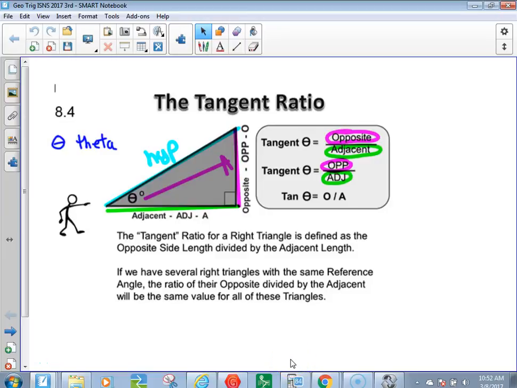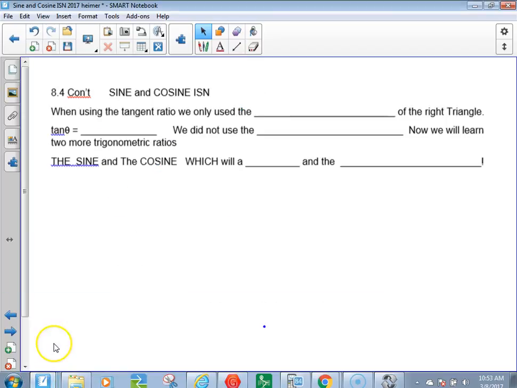Okay, you have your ISN out. We've already done the tangent ratio, so that was your first page. We're going to the page that says sine and cosine ISN. I'm up on the screen in a moment.